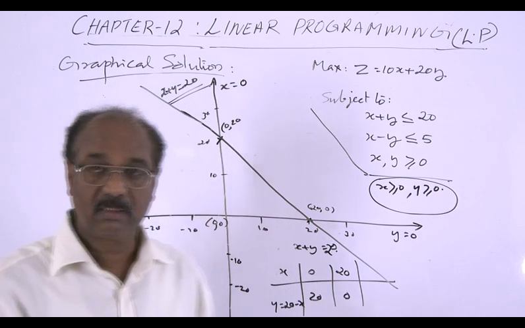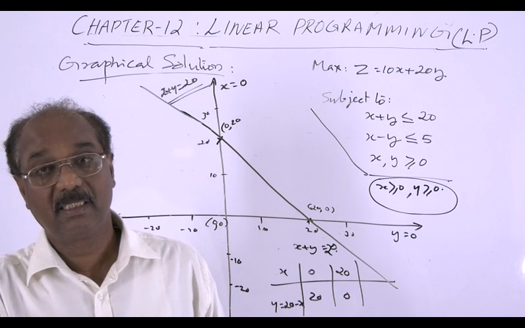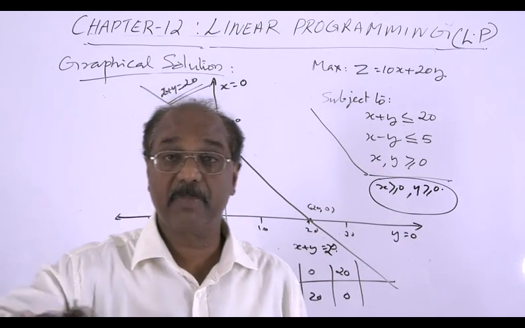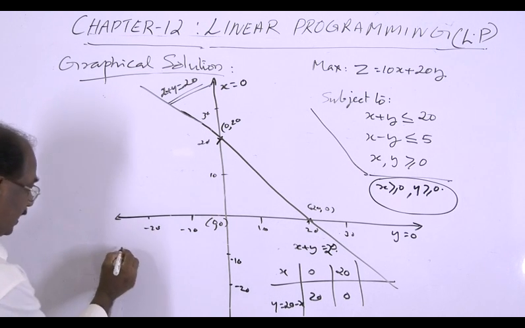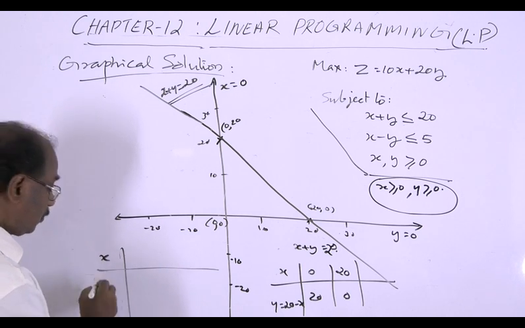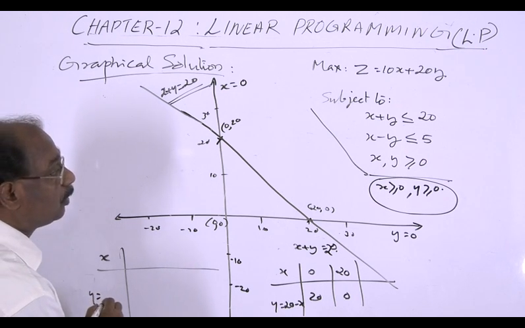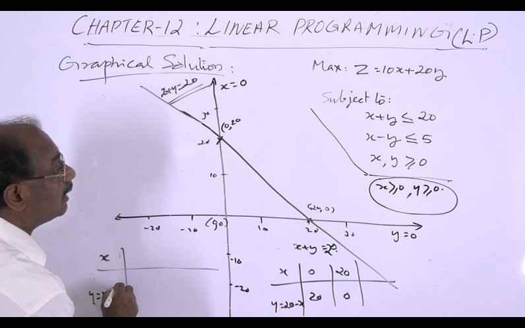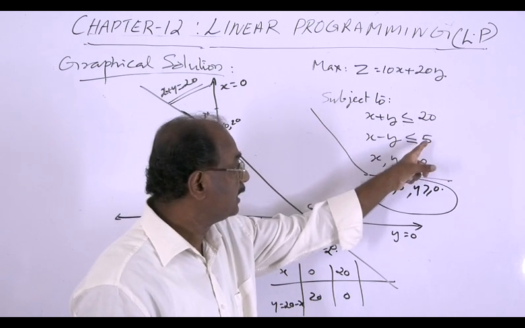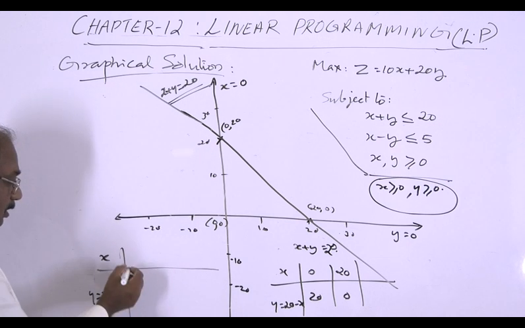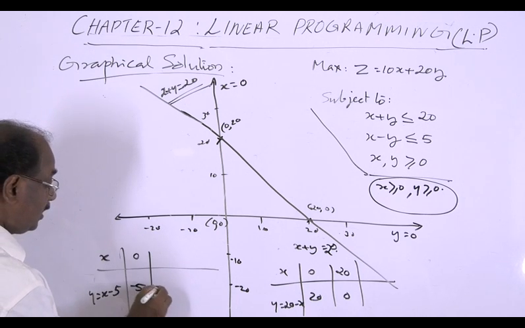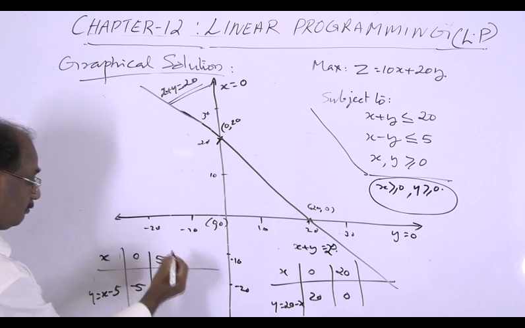But one more constraint, draw the equation of the line, that is x minus y equal to 5. So for this, take 2 points. x minus y equal to 5, therefore y equal to x minus 5. So take 2 points. When x equal to 0, y equal to minus 5. And when y equal to 0, x equal to 5. 2 points.